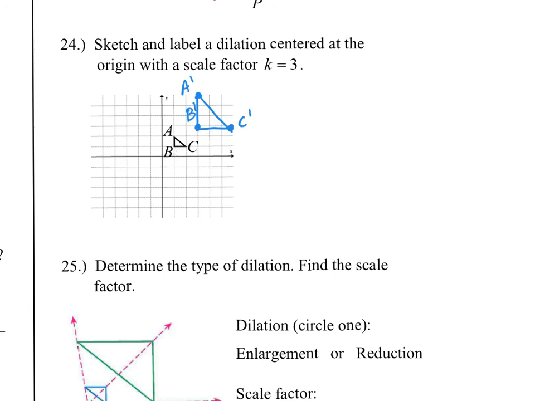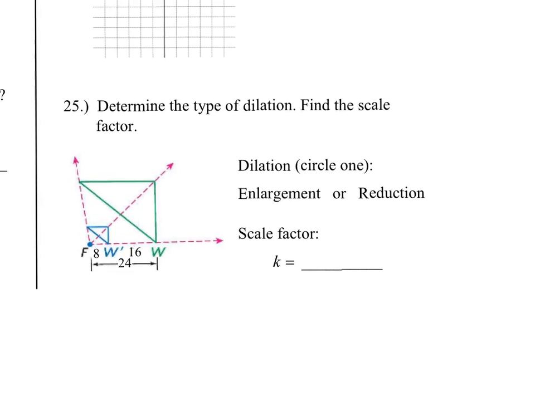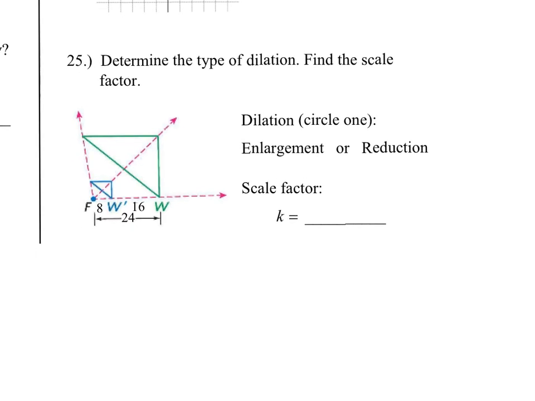All right, and so let's finish up this quiz with number 25. It asks us to determine the type of dilation and then find the scale factor. So we might actually do this backwards. Let's find the scale factor first, and then we can use that scale factor. Depending on the size, you'll know for sure whether it's an enlargement or a reduction. So just a reminder, when you go to find scale factor, always look at the ratio of new over old.